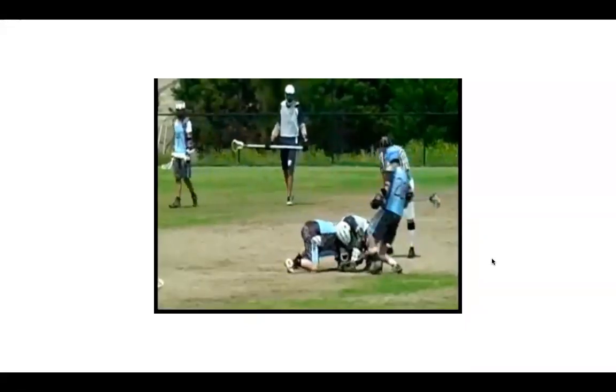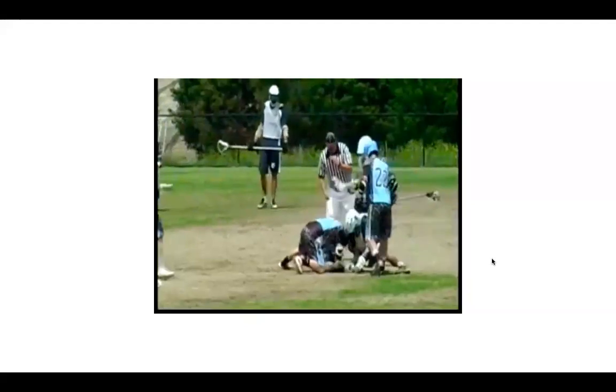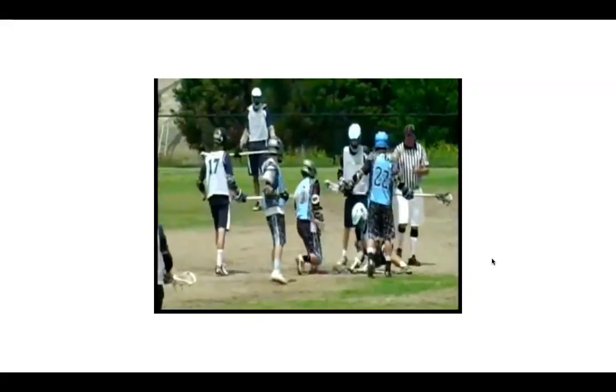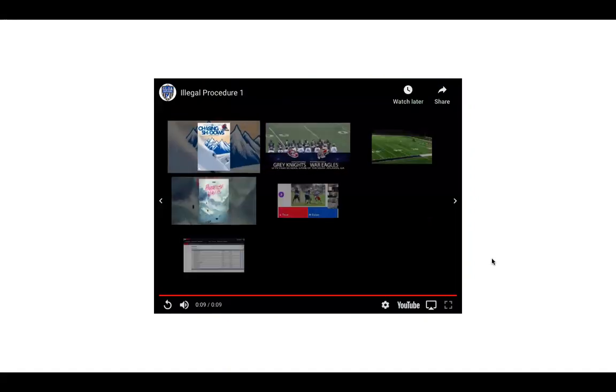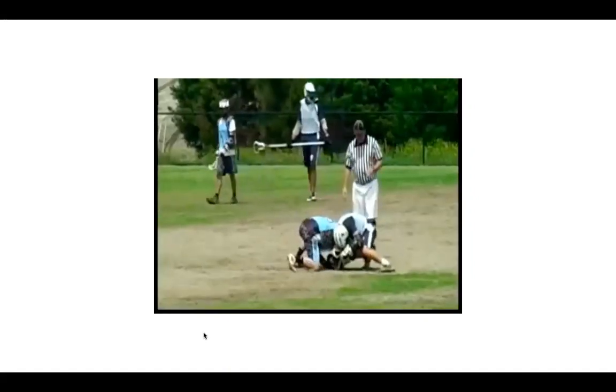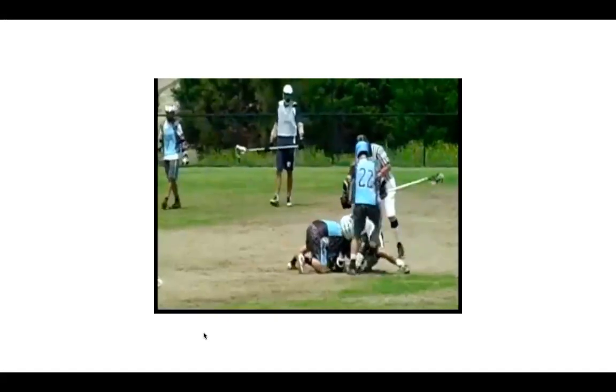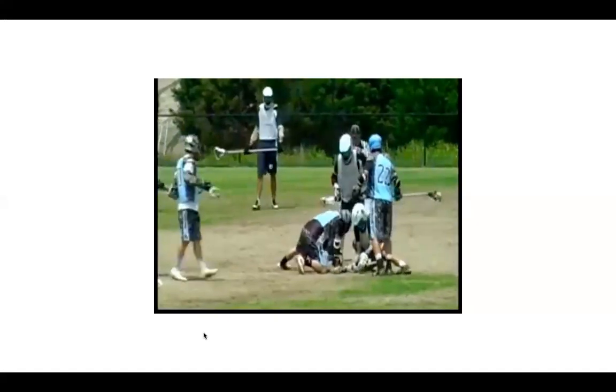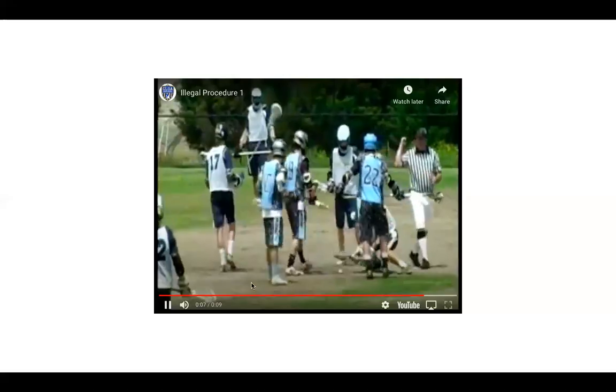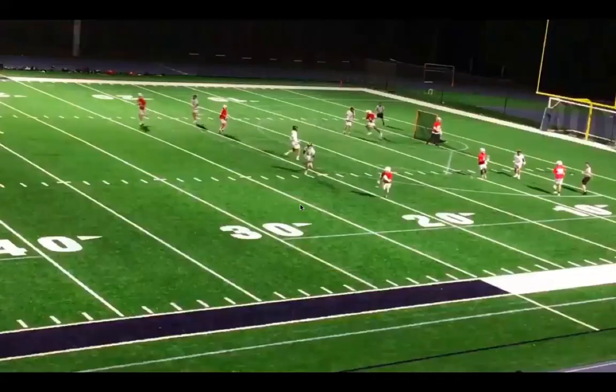Watch the blue player who comes in. I'm going to step on this guy's cross. I'm going to step on it again. It's comical, but kicking the cross is an illegal procedure. You cannot kick your opponent's cross or your own. They're both illegal procedures. Here's another one.